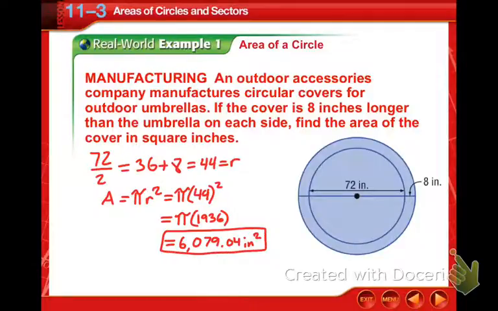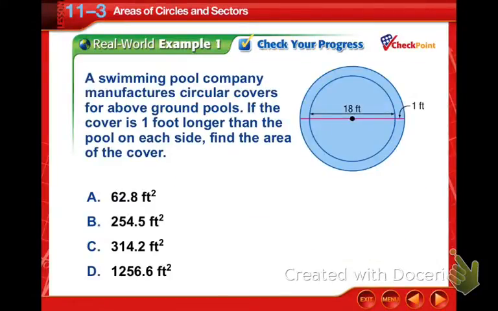Okay? Our next example, very similar. It's not an umbrella now. Now it's a swimming pool cover. It's for an above ground pool. It's 1 foot longer than the pool on each side. We need to find the area of the cover. So again, we're going to take our diameter of the pool itself, the 18 feet, and divide it by 2. That'll give us the radius of the pool itself. So 9. Then we're going to add the 1 foot on either side. You don't have to add both sides, just the one. So our radius is 10.